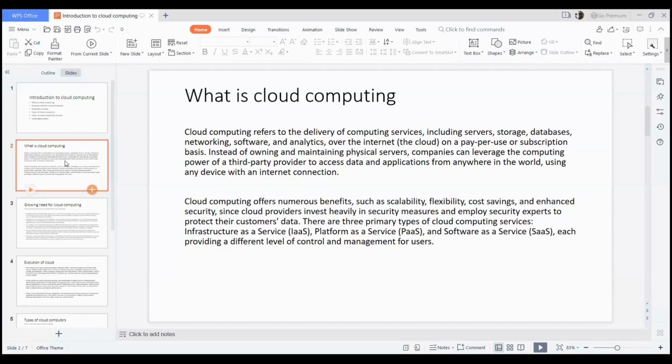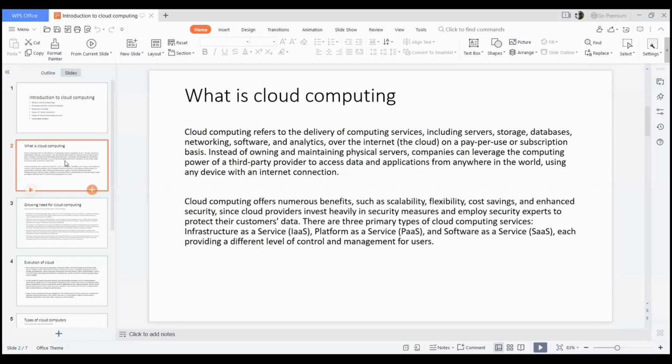There are basically three types of cloud computing services: infrastructure as a service, platform as a service, and software as a service. About infrastructure as a service and platform as a service, I'm not sure that you are aware of them, but when it comes to software as a service, I think you should be aware. Are you? Anyone? Software as a service. Yes, sir.